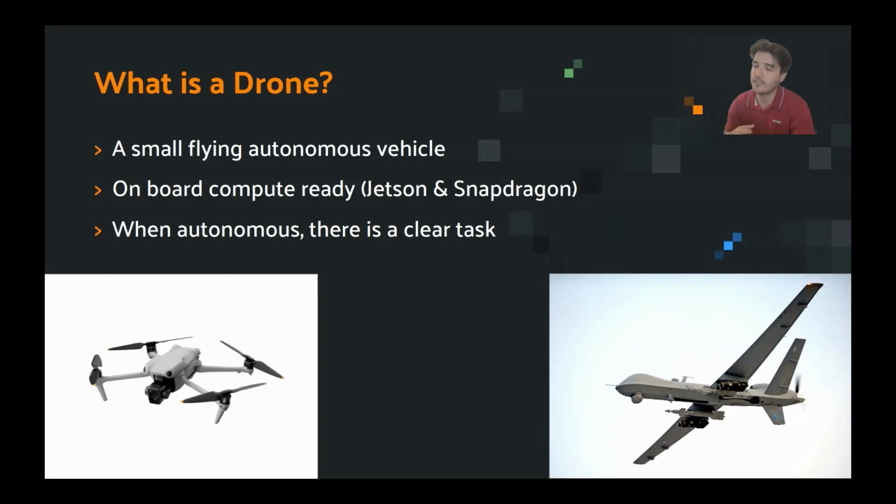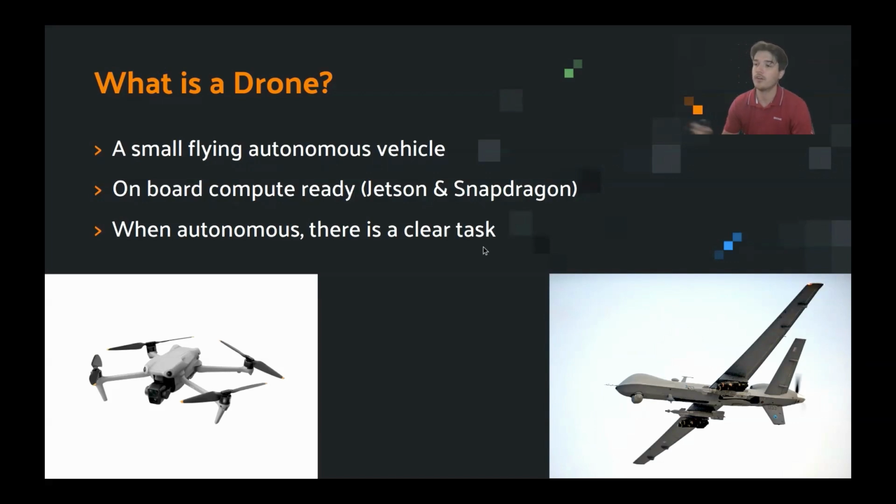When we think about a drone, it's often a small flying autonomous vehicle. When we think about them, we have onboard compute ready, right? If you have a drone the size of this one on the left or a little bit bigger, we're probably thinking a Qualcomm Snapdragon. As we get to bigger drones that hold bigger payloads and do harder tasks, we're thinking about more NVIDIA devices. If it's a smaller size drone, it's probably going to be an NVIDIA Jetson, like an Orin. If it's a larger drone, it's probably going to have an entire graphics card on it.